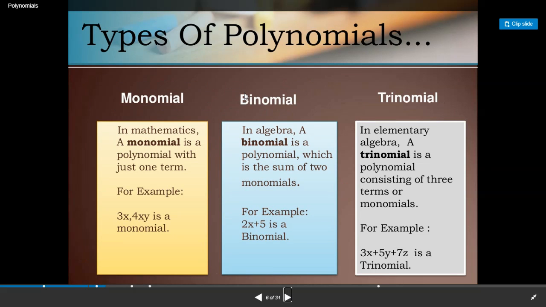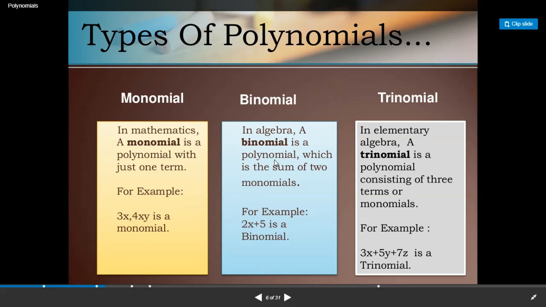So there are three types of polynomials. The first one is monomial, second one is binomial, and the third one is trinomial. A monomial is a polynomial with just one term. For example, 3x, 4xy. These are examples of monomial.